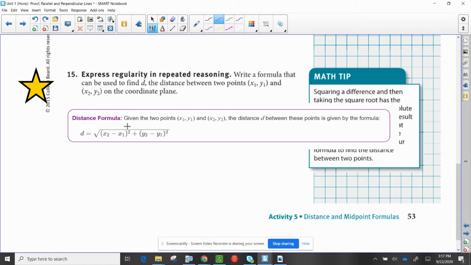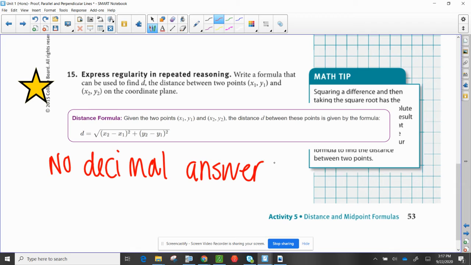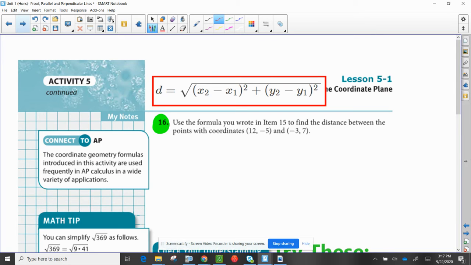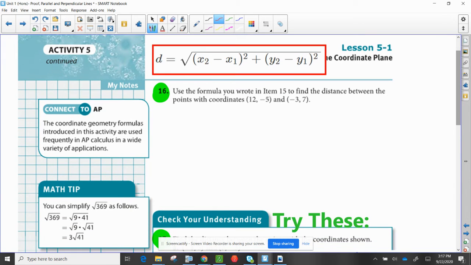If we get lucky and we get a perfect square, then we won't have to do any simplifying. But if we get something that is not a perfect square, we are going to have to write our answer in simplest radical form. No decimals with this. No decimal answers. We want exact answers every time. So we're going to use this formula. We're just going to do some practice problems on the next page, and then that's basically it. We skipped a lot of this lesson because we don't need to derive the formula. We just have to know how to use it for today.